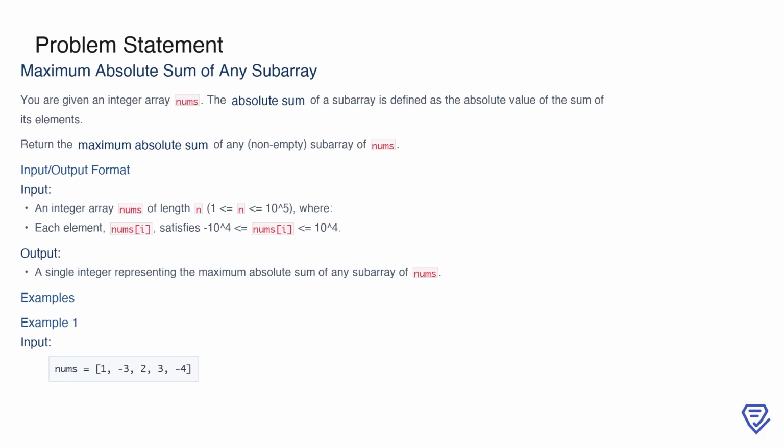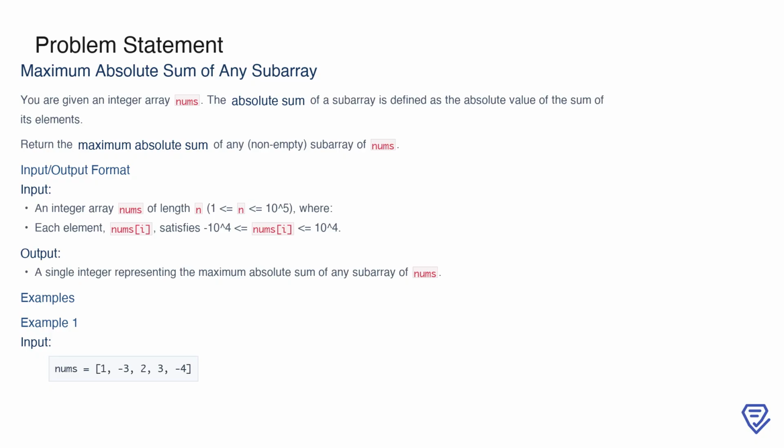The problem requires us to find the maximum absolute sum of any subarray in a given integer array nums. A subarray is any contiguous portion of the array, and the absolute sum refers to the absolute value of the sum of the elements in that subarray. The task is to return the largest absolute sum that can be achieved from any non-empty subarray of nums.